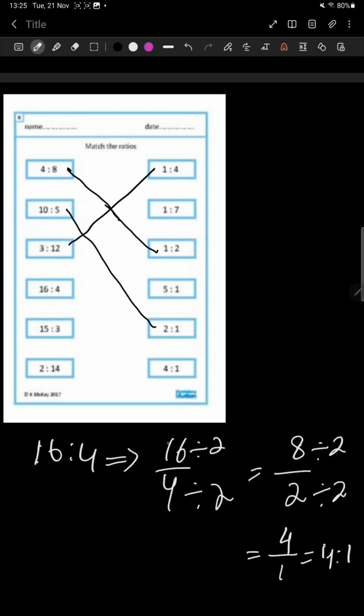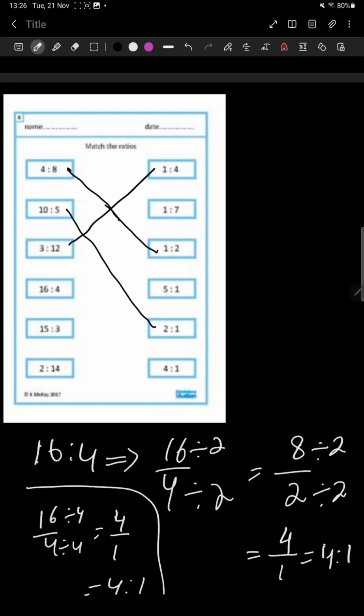But I will recommend that you use the bigger number. It will be easier. For instance, if we do the same question over here, we are going to divide 16 and 4 directly by 4. So 16 divided by 4, 4 4s are 16, it will give you 4. 4 divided by 4 will give you 1. So the answer is the same, 4:1. So either you can do it by the bigger number or by the smaller number, as you find it easier. So over here we will match 4:1.